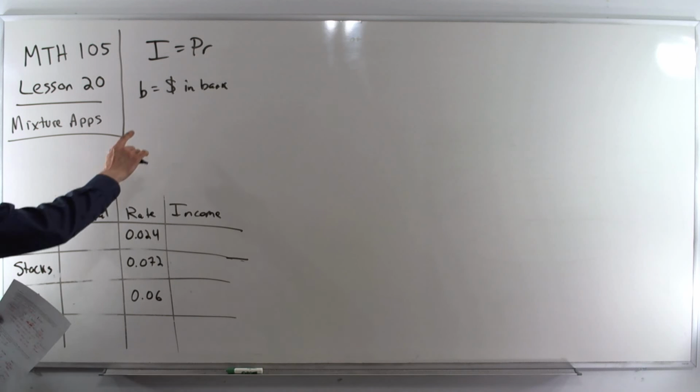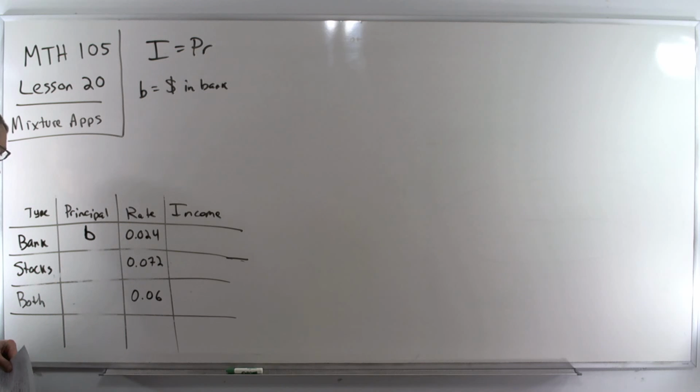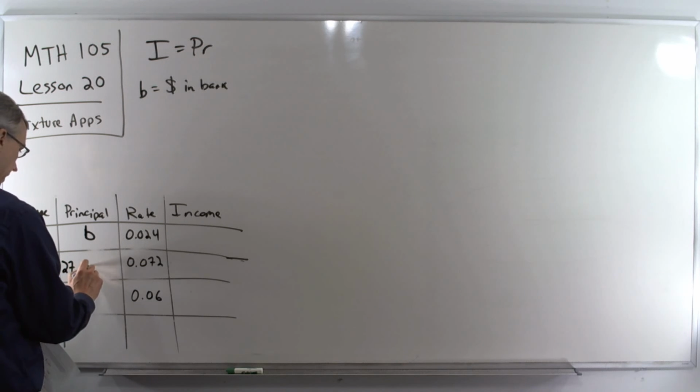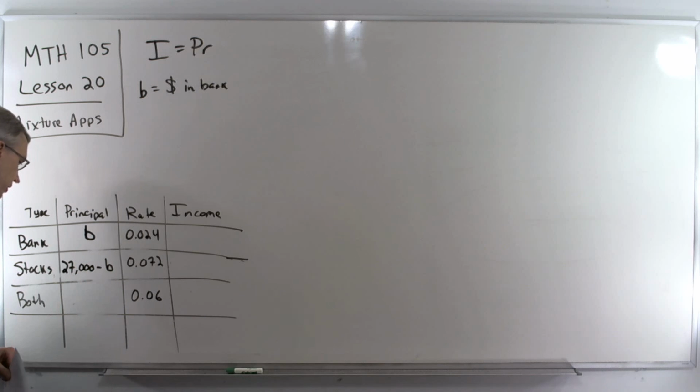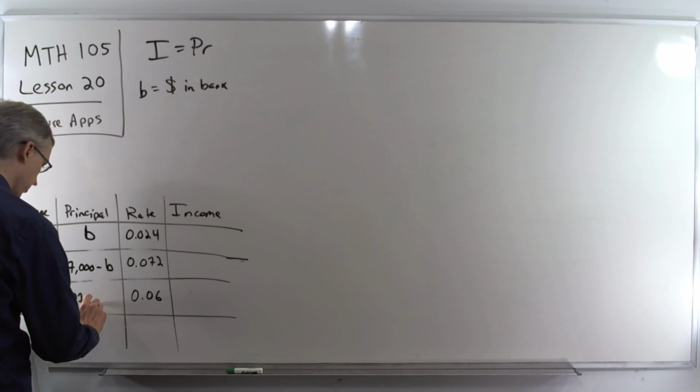Now I'm defining B to be the amount we put in the bank, so principal for there is just B. Now we know we're putting 27,000 in, split up amongst both of those accounts. So the amount left over for the stock fund after putting B in the bank is 27,000 minus whatever we put in the bank. And then both together is the total amount invested, which is 27,000.